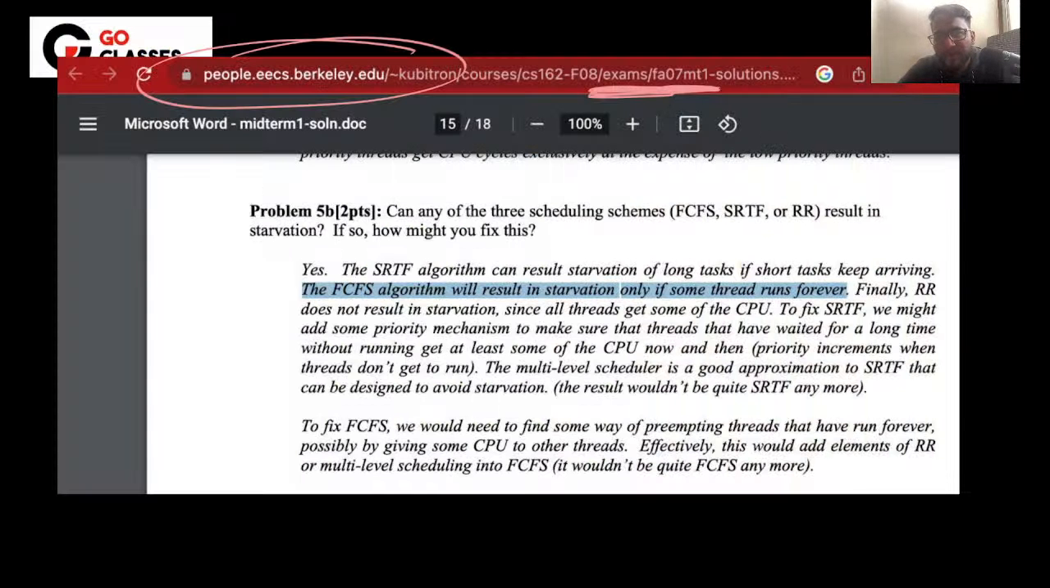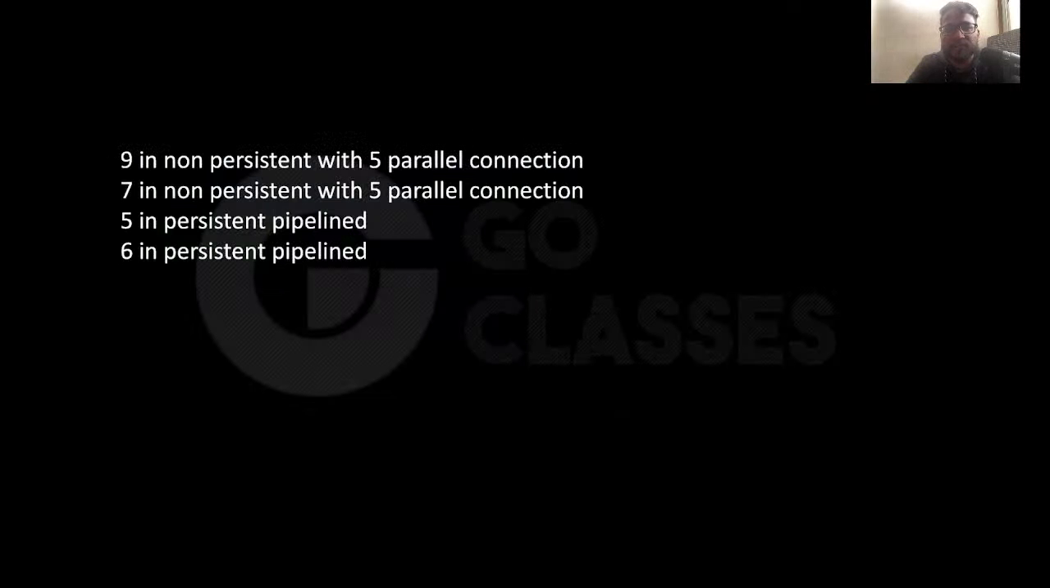Even the Berkeley University assignment has the same question, and I was thinking of putting that question in the weekly quiz, but anyway, let's not worry about it. Let's move to the next question, which is also a very interesting one. Do you remember this question? This question is from computer networks. They have asked about HTTP non-persistent with five parallel connections or not, right?